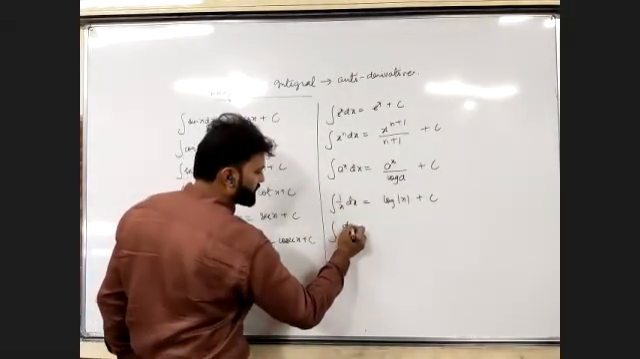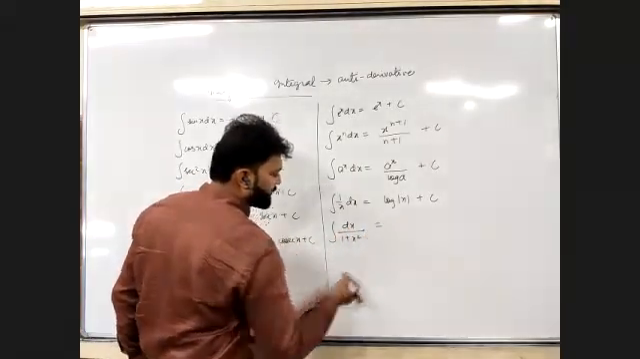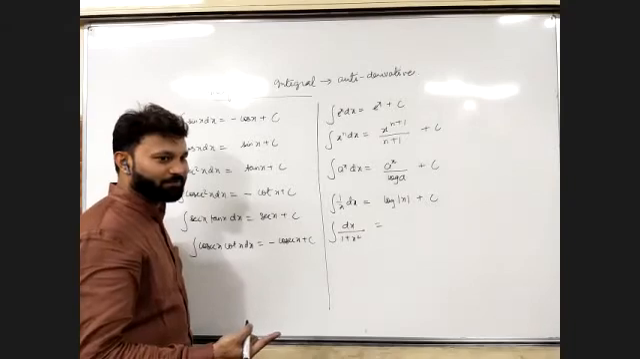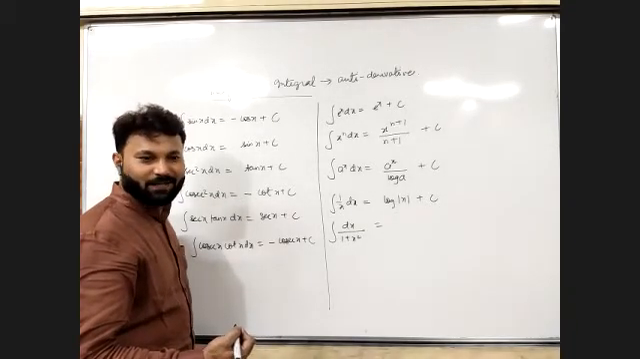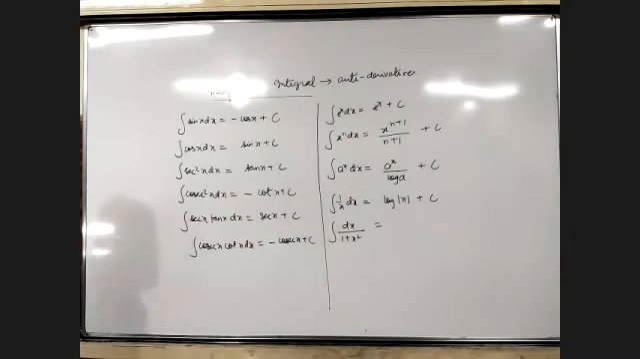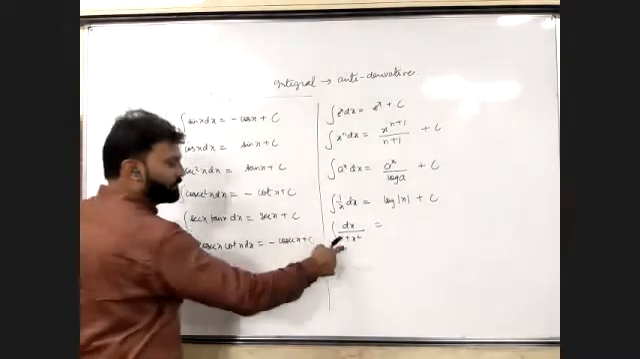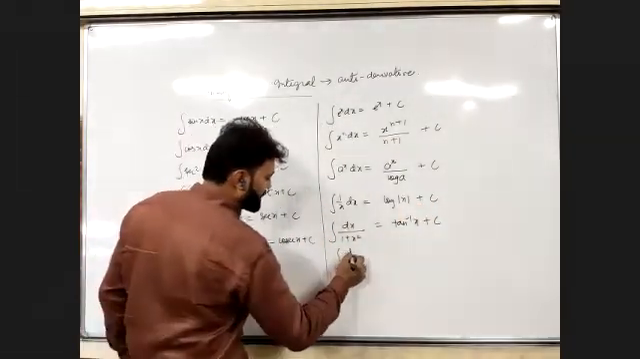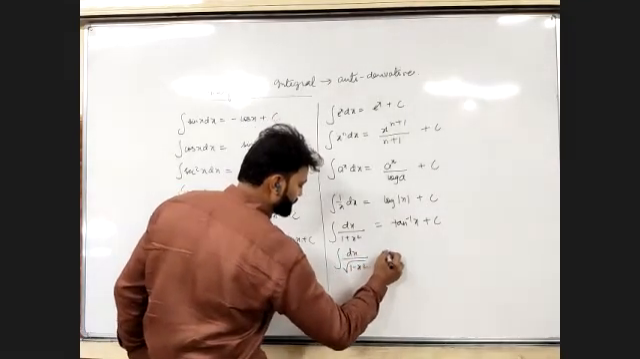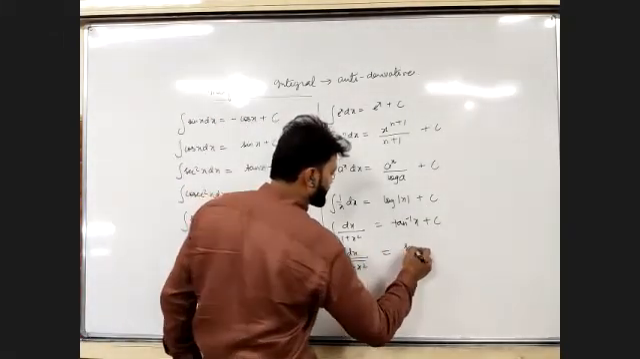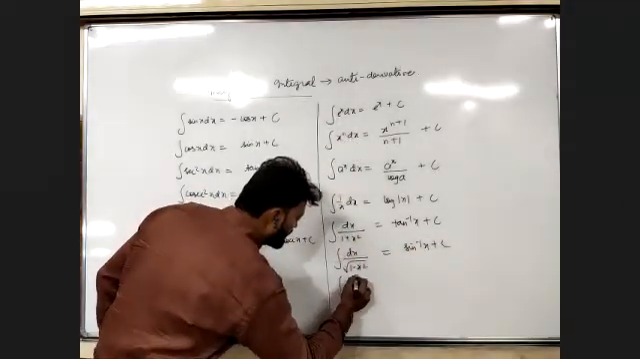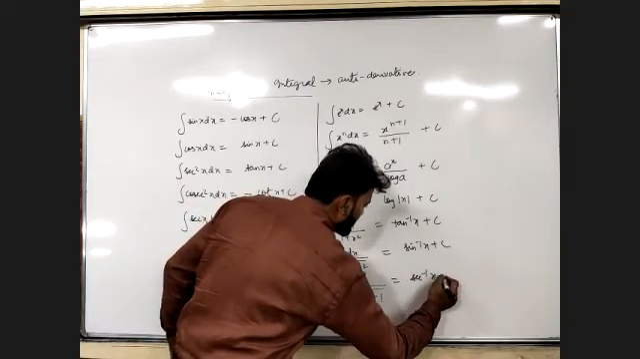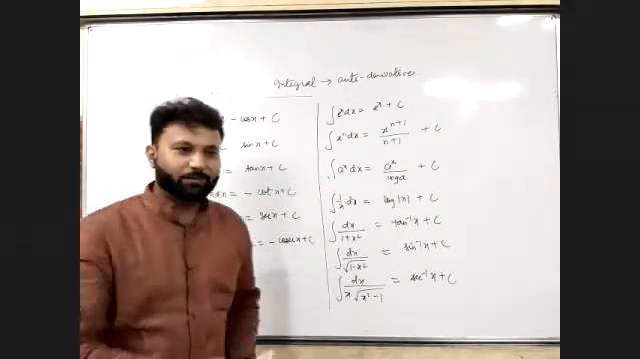Integral of, try to make a guess, 1 upon 1 plus x square. किसका डिफरेंशियल होता है? tan inverse x का डिफरेंशियल क्या होता है? 1/(1 प्लस x स्क्वायर)। तो 1/(1 प्लस x स्क्वायर) का इंटीग्रल होगा tan inverse x प्लस c। Try to make a guess. Integral dx upon x root x square minus 1 is equal to sec inverse x plus c. What is, how many results are there on the board right now?